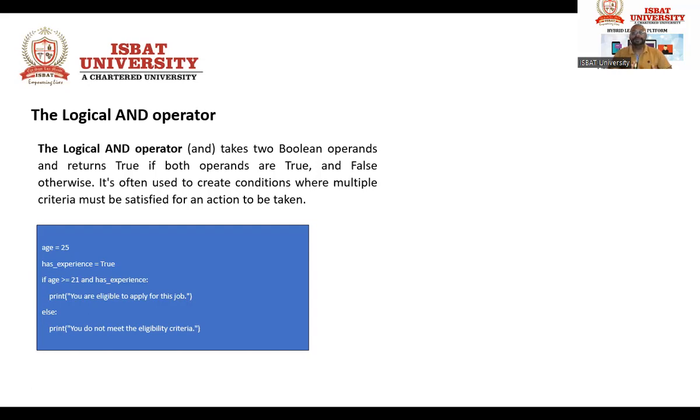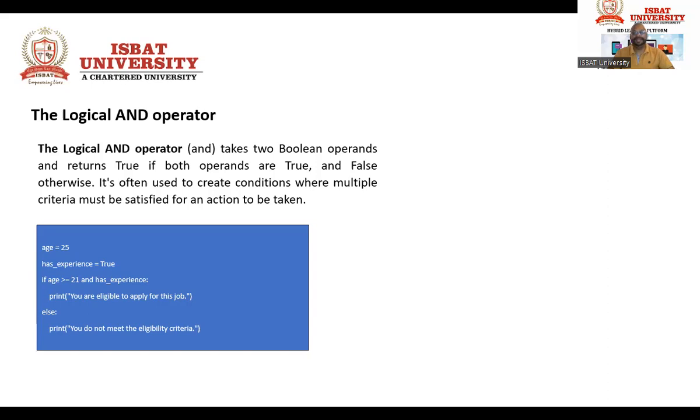It takes two Boolean values as its operands and returns a true value if both operands are true. So the operand on one side of the logical operator and the operand on the other side should both be true, and only then will the AND operator produce a true value. If any one of them is false, definitely what happens? It returns a false value.